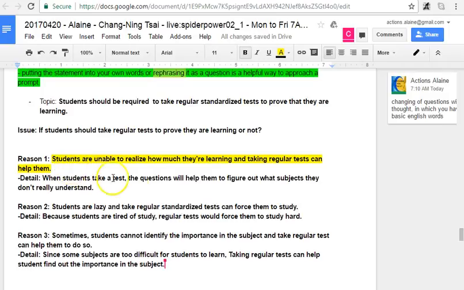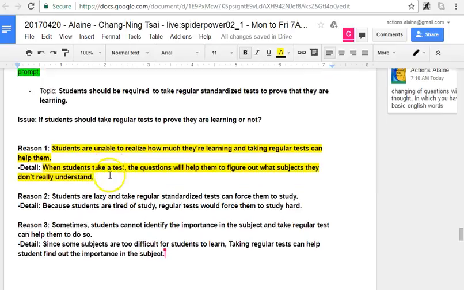But good for this one. This is a correct reason. So let us connect that with your detail. Students are unable to realize how much they're learning, and taking regular tests can help them because when students take a test, the questions will help them to figure out what subjects they don't really understand. Very good. This is correct. Okay. Very good. So that is one very good example.